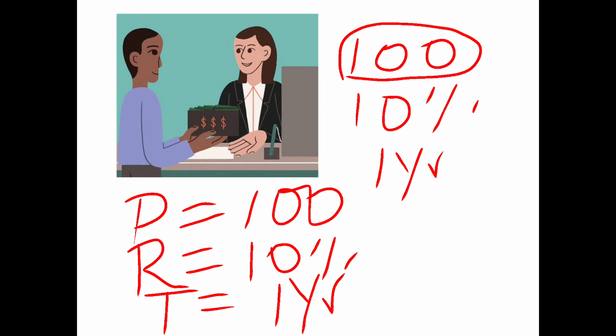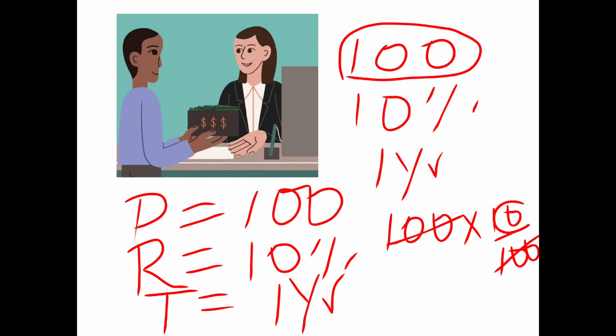So how can we find the interest amount? 100 into 10%, which is 10 by 100, isn't it? This 100 will be cancelled, only 10 is there. So rupees 10 is the interest for the amount. At the end of the 1 year, you have to pay this 100 plus 10 added, that is 110 rupees to the bank. So this is the way for finding the simple interest. I hope you understood the concept of simple interest.